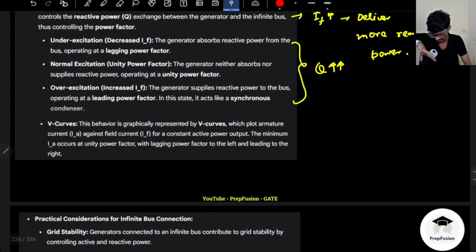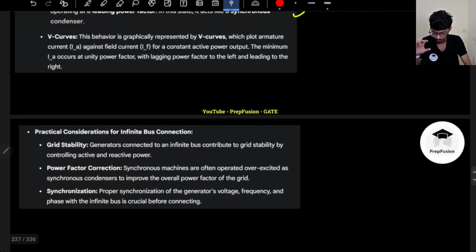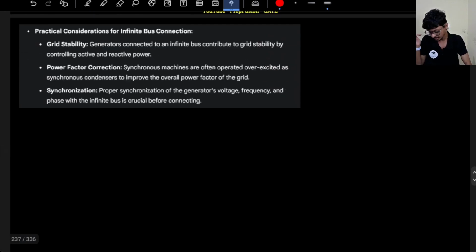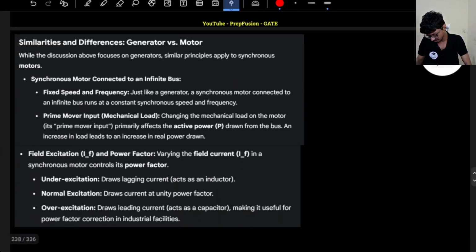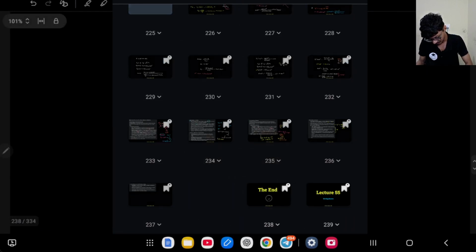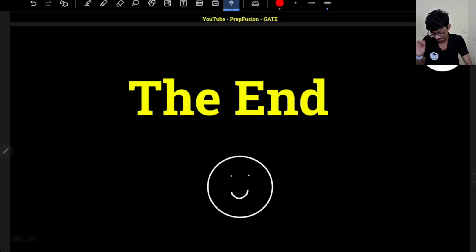I just wanted to quickly summarize this. Synchronization and all these things we will discuss. Power factor correction will be discussed in the power system subject, and synchronization we will discuss properly. We have to synchronize with the infinite bus, otherwise the generator will not work. So that's it basically for this question. Let us not look at the similarities and dissimilarities, otherwise you will get confused. That's it for this lecture.